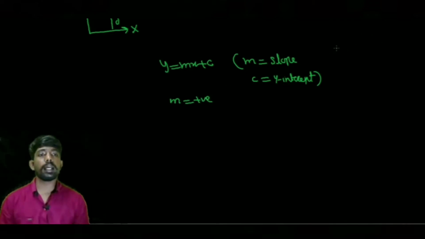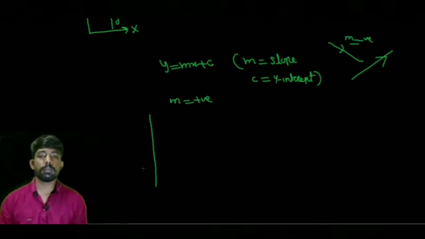Slope is any inclination or declination. Inclination or declination is known as a slope. Slope is positive means inclination, increasing. Slope is negative means declination. Now here the slope is positive.